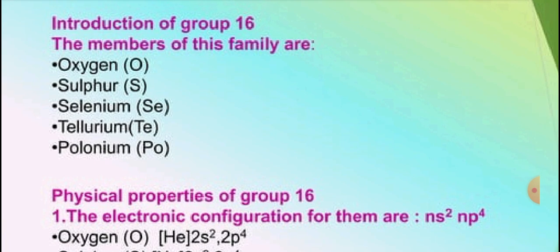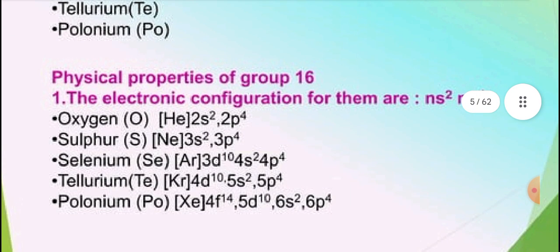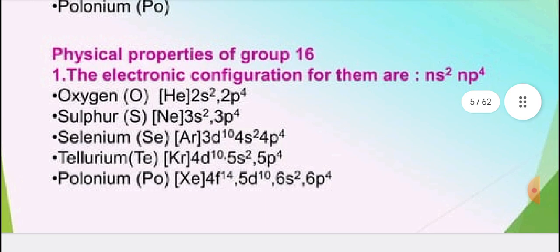Introduction, so specifically we'll talk about group 16. Members of this family are oxygen, sulfur, selenium, tellurium, polonium. Physical properties of group 16, starting with electronic configuration. Its electronic configuration is ns2np4. So here is the electronic configuration of the respective elements.